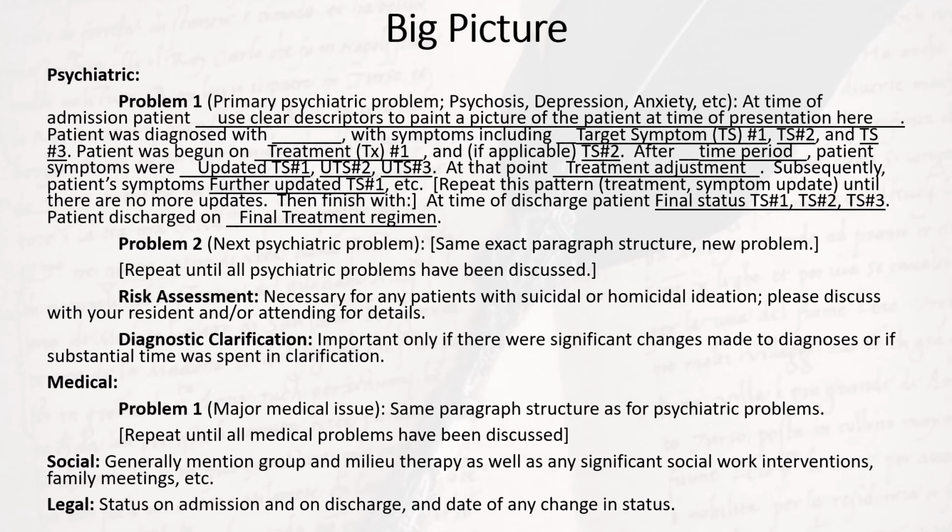I have a social section in which I generally say something like group and milieu therapy were provided to the patient during their hospitalization, if they're in the psychiatric unit. And then I'll mention any significant social work interventions or family meetings that occurred, just briefly. And then I'll have a paragraph on their legal status, which will just say whether they were voluntary or involuntary at the time of admission and discharge, and any date at which that status changed.